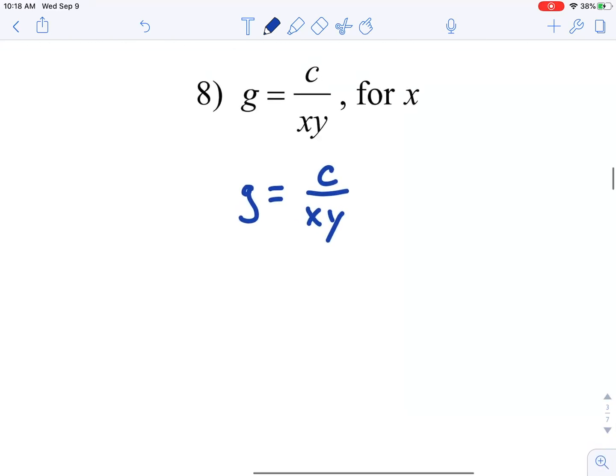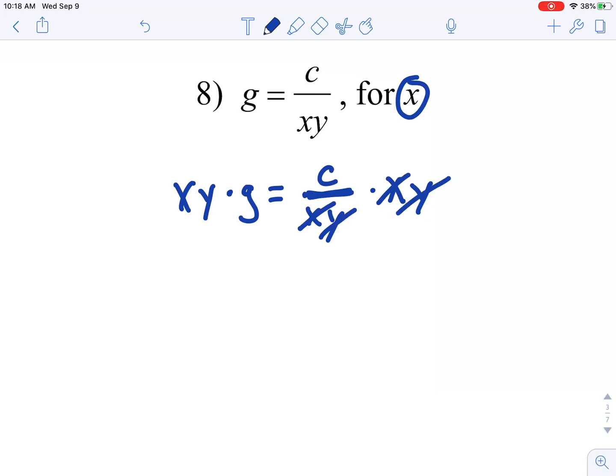We have g equals c over xy, and we're supposed to solve for x. When x is in the denominator, or whatever it is you're supposed to solve for is in the denominator, that can get tricky. I'm going to have to do a couple of steps here to make this work. The first thing we're going to do is multiply both sides by xy. They're both being divided. Opposite of divide is times. You can do that. That's going to cancel out the x and cancel out the y.